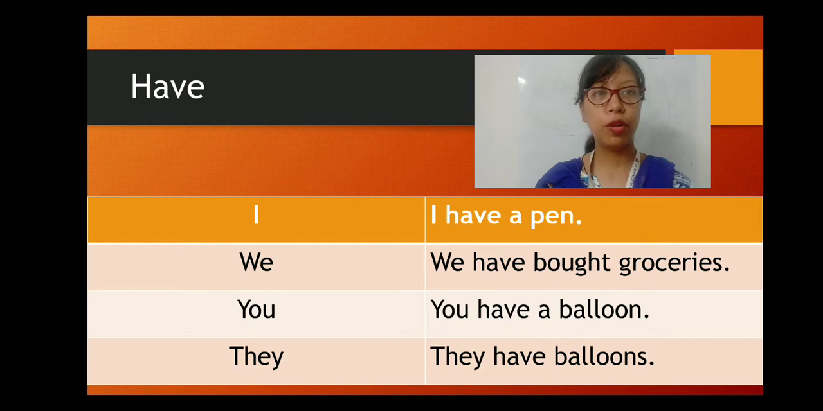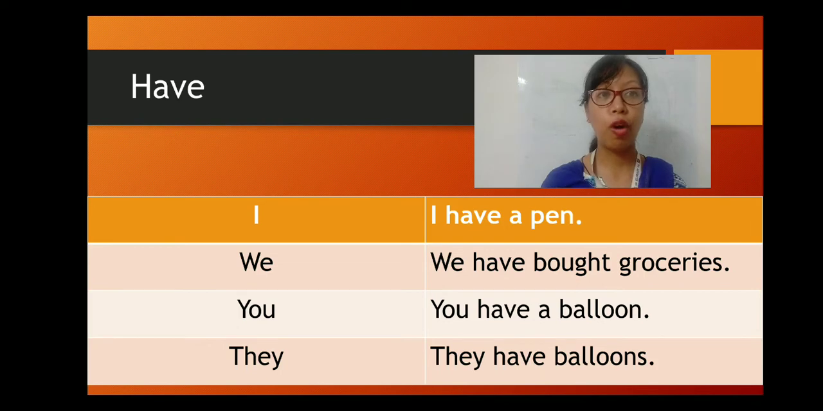Now let's move towards the examples of have. I have a pen. So I is a singular noun. Remember, have is used with plural except I and you, which are singular nouns. So I have a pen. That means the pen belongs to me.